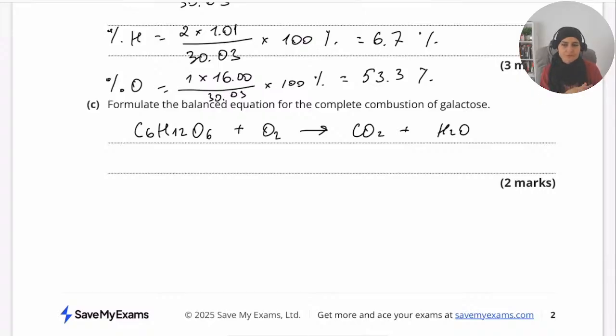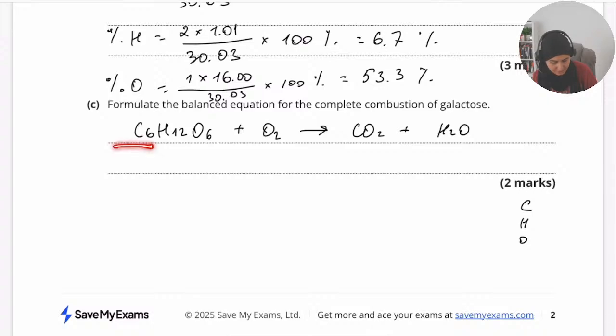Yeah, so water is always formed, and then the carbon product would depend on whether it's complete combustion or incomplete. And we have to balance it. Right, so let's balance it in the order C, H, O. Usually that's the easiest order to balance combustion reactions.